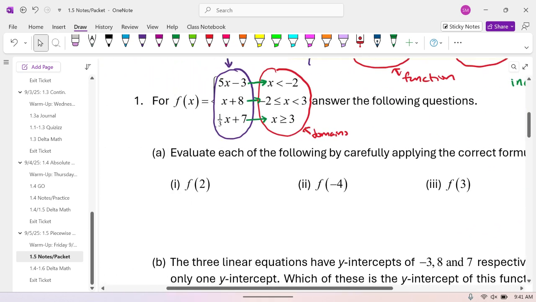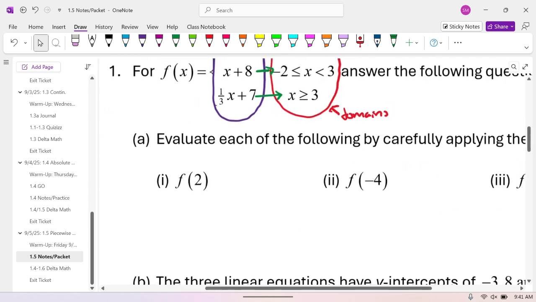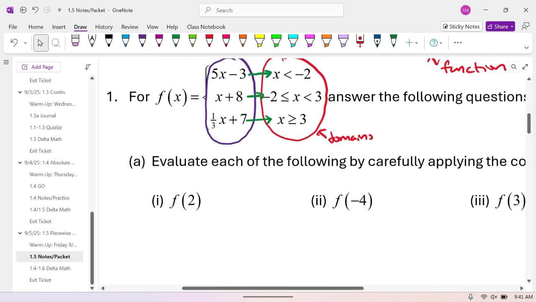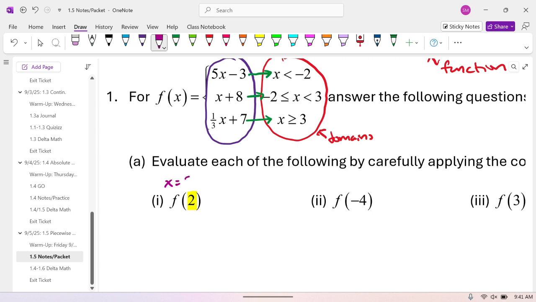All right. So let's look at the very first example in part A. So f of 2. That means we're finding when x is equal to what? 2. So remember, f of some number, that means that's our given x value. So we're finding when x is equal to 2.